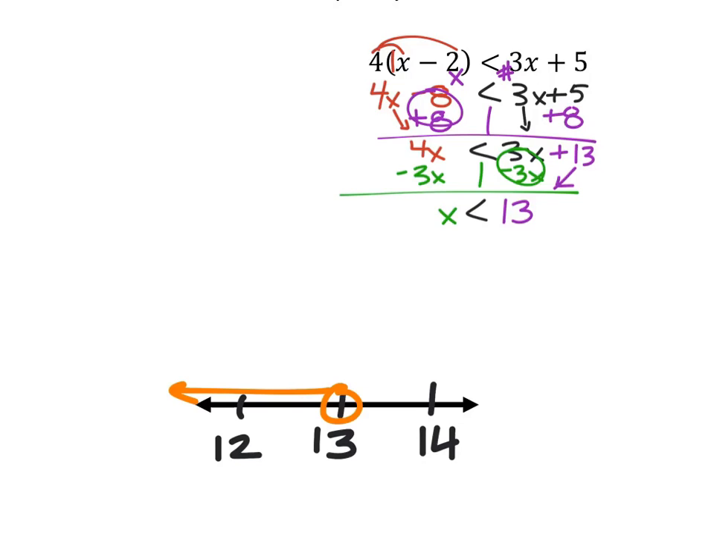If we go back to the original, let's say we replace this x with 13 up here at the top. Well, 13 minus 2 is 11. 11 times 4 is 44, right? Well, 3 times 13 is 39, and then plus 5 right there would be 44. 44 is not less than 44, which is a false statement, right? Which, again, is why that is an open circle.